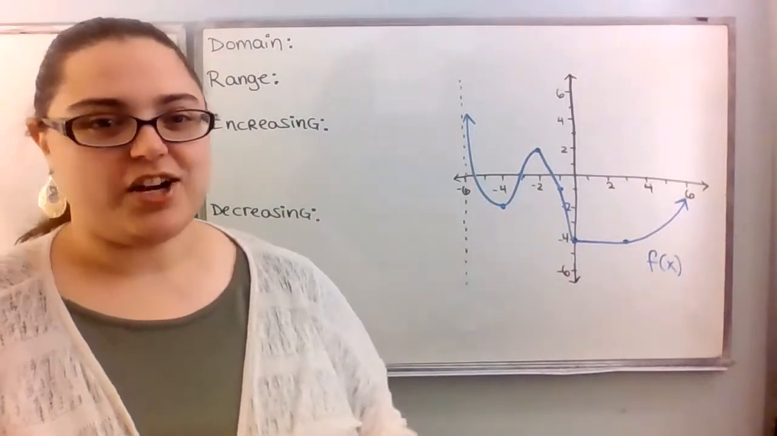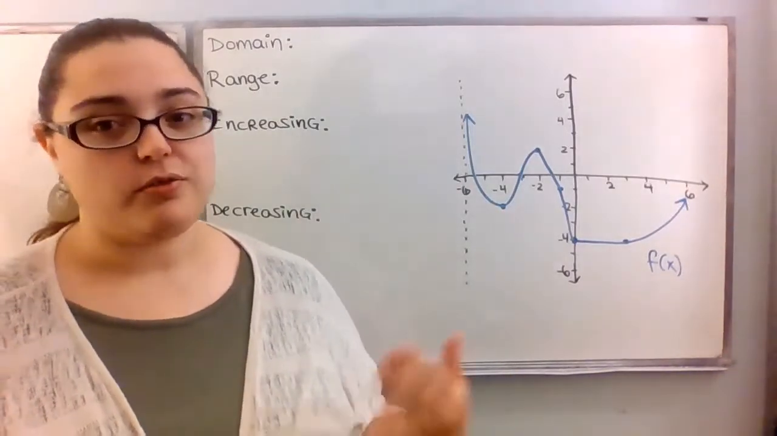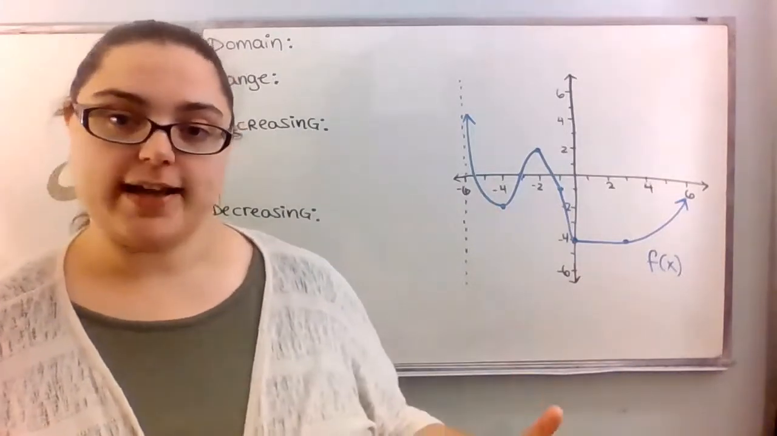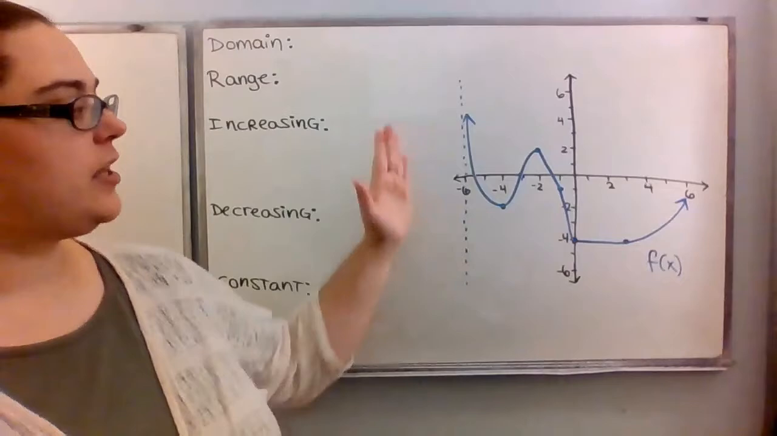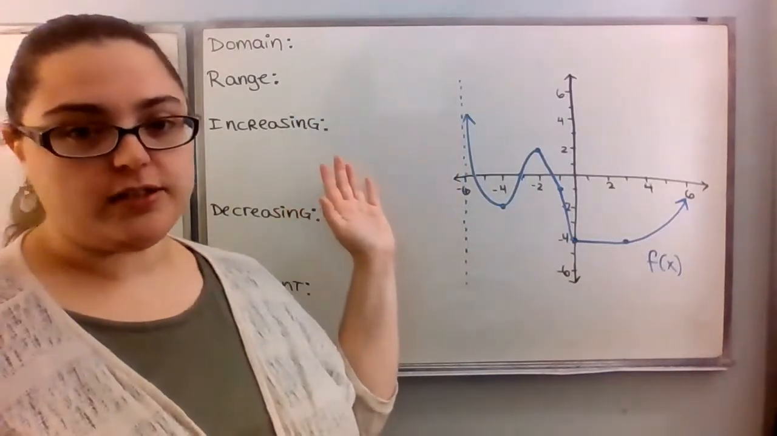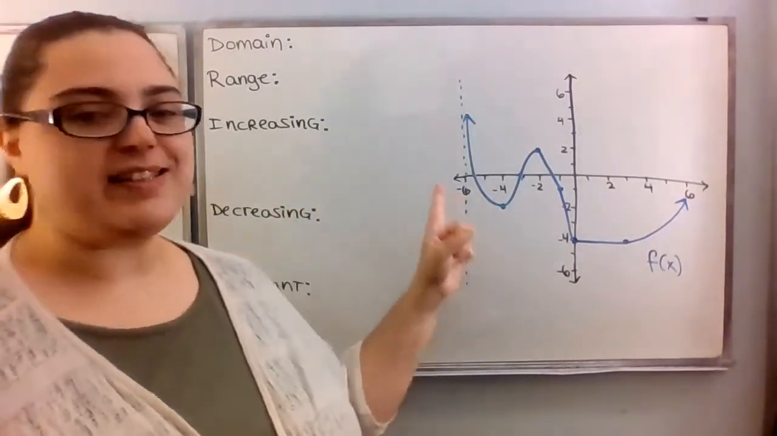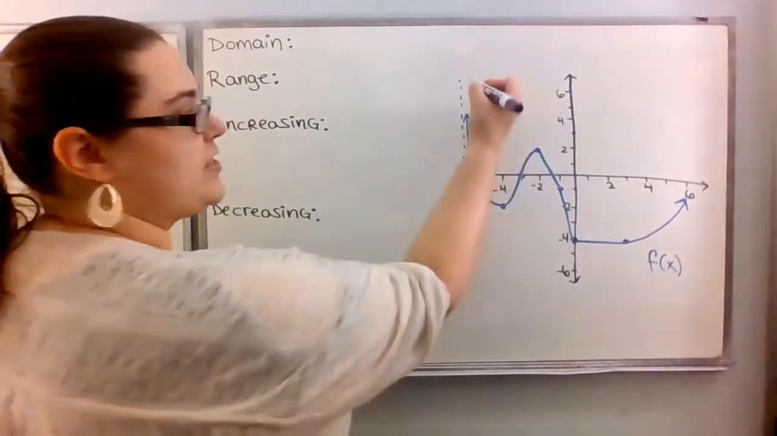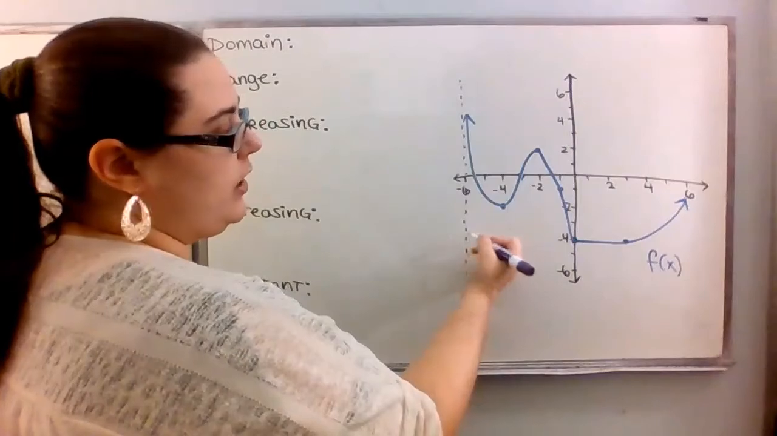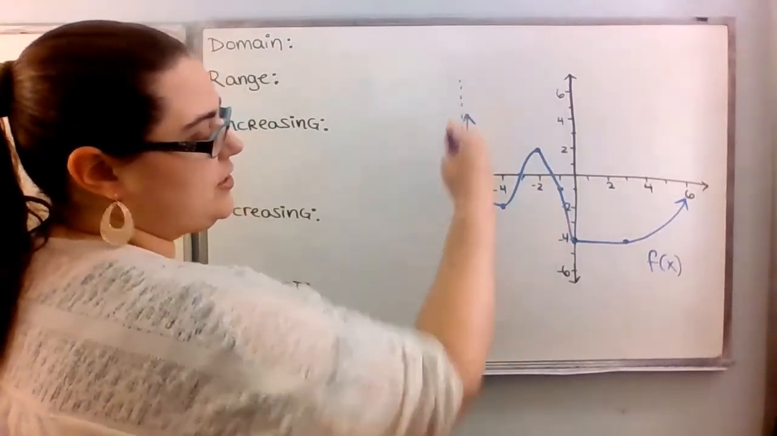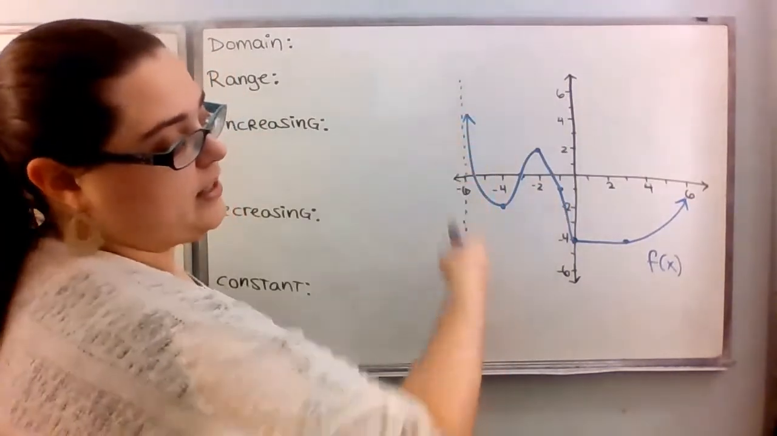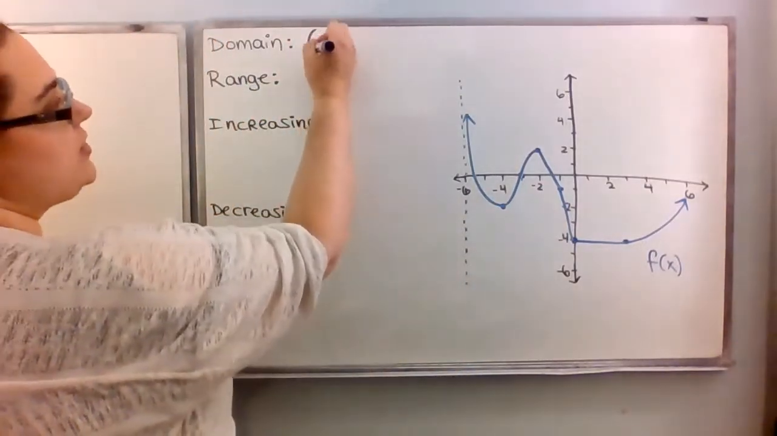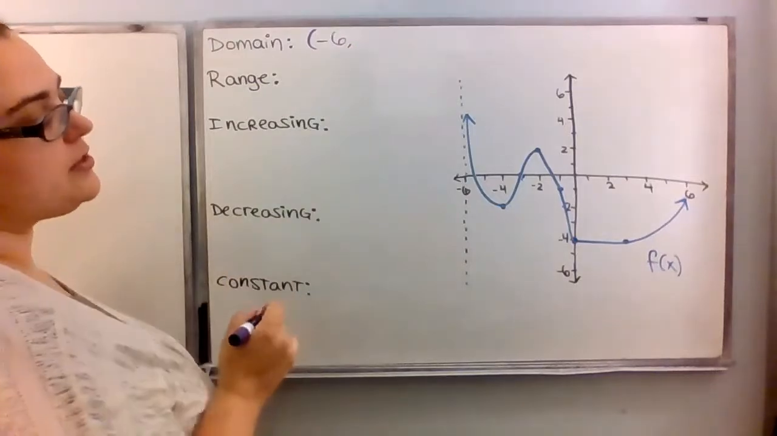Alrighty, so let's talk about the domain of this function. Remember that the domain is your set of x values that your function is permitted to have. So in this case, nothing happens before -6, and nothing happens at -6 in terms of the function. So I don't have a solid point anywhere here. I know that I'm approaching -6, but I'm never going to reach it based on how the graph has been drawn. So I know that my domain is going to start at -6.